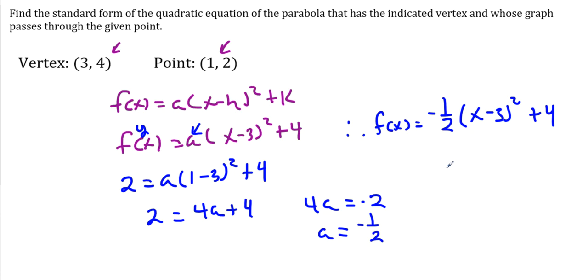So again, let's review the steps real quick. I'm going to write my vertex form, plug in my vertex, plug in my x and my y, and solve for a. Once I solve for a, I need to rewrite my function with my independent and dependent variables intact. So in goes the a, in goes my h, and in goes my k. Practice this a few times and you're good to go.